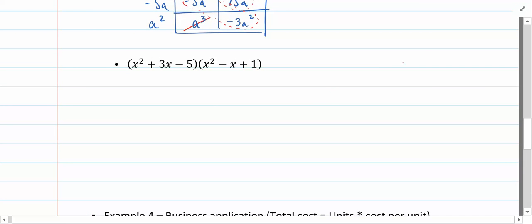Let's show another example here. This time it's a trinomial times another trinomial. Along the top row, we'll list x squared, 3x, and negative 5. And along the first column, we'll list x squared minus x and a positive 1. And we'll finish building the table here.